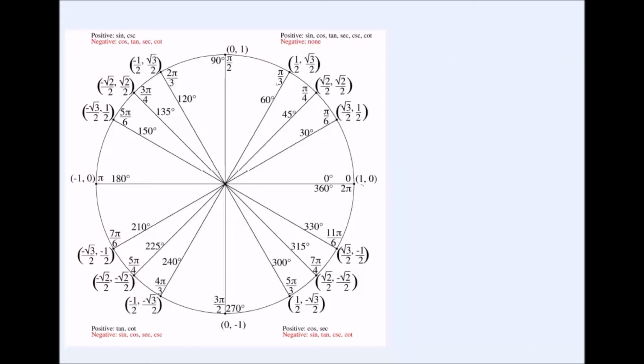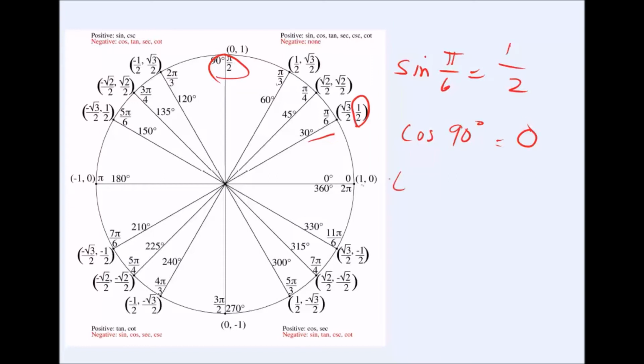Let's try a few examples. So we have sine of pi over 6, or 30 degrees. We look at our unit circle, find 30 degrees, pi over 6, and sine is equal to the y-coordinate. So sine at pi over 6 is equal to 1/2. Okay, let's try cosine of 90 degrees. Look at our unit circle, find 90 degrees, or pi over 2. Cosine is the x-coordinate, so cosine at 90 degrees is equal to 0.